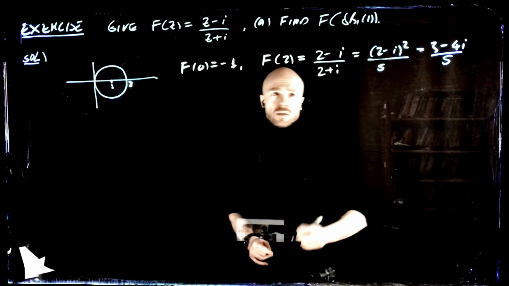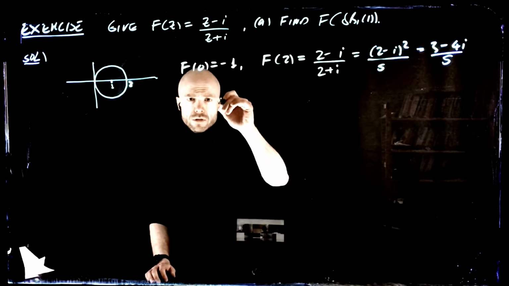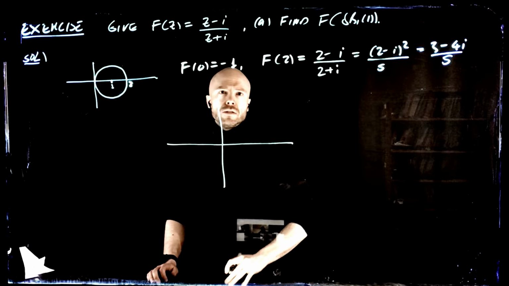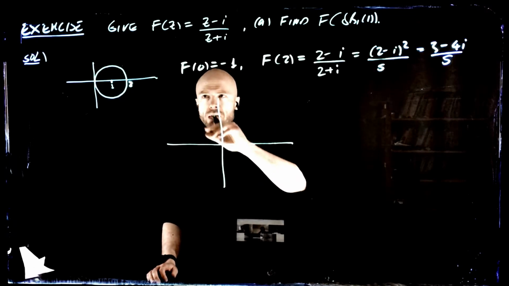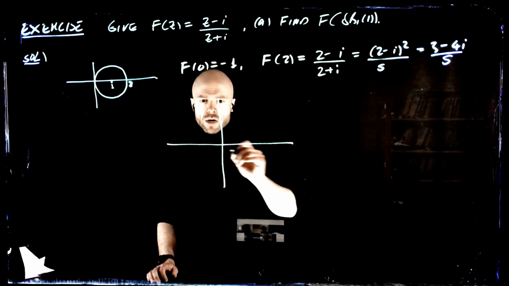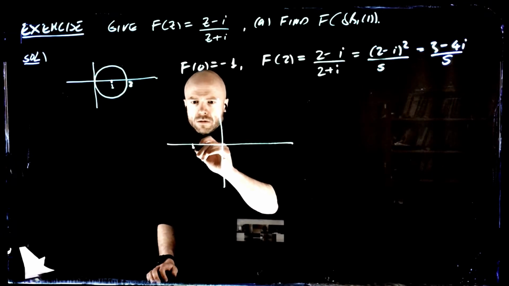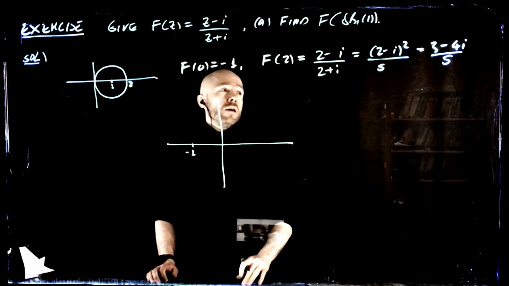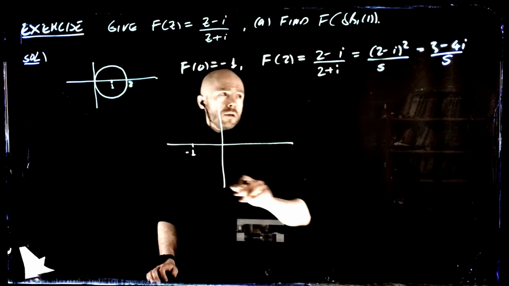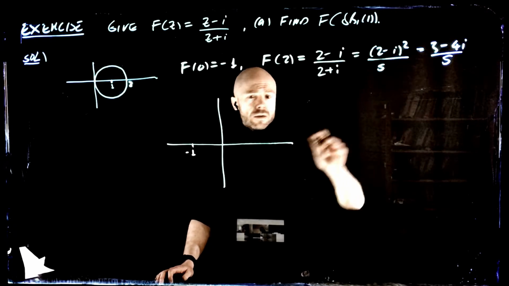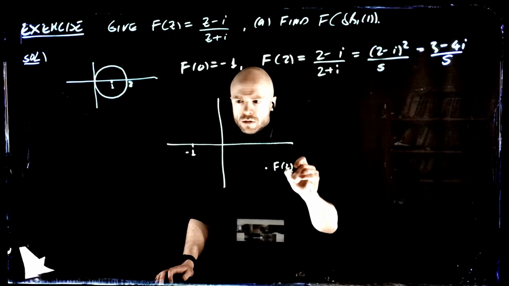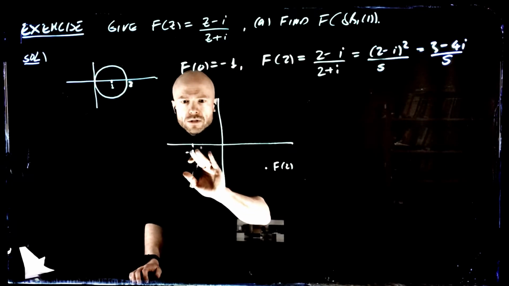So let's start to draw some of the stuff. And what do we have? We have that 0 is mapped to minus 1 over here. And we have that 2 is mapped to this thing, which is, say, somewhere over here. So this is f of 2. Maybe I put this as f of 0.